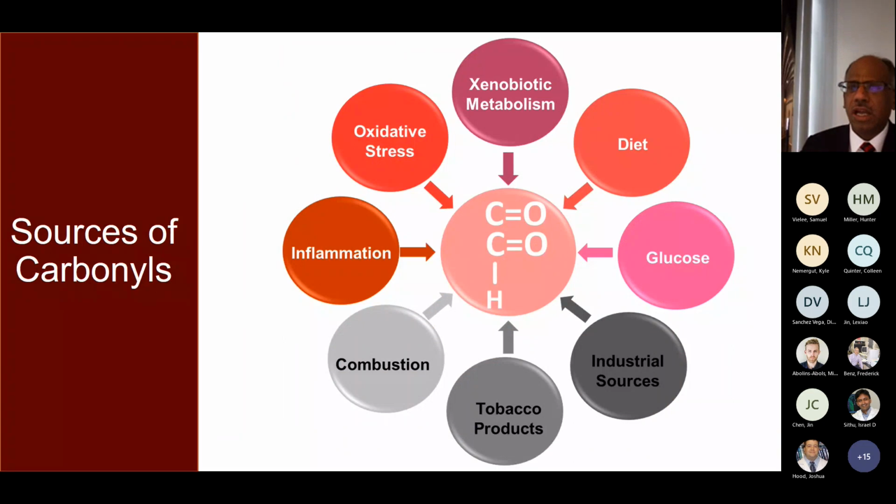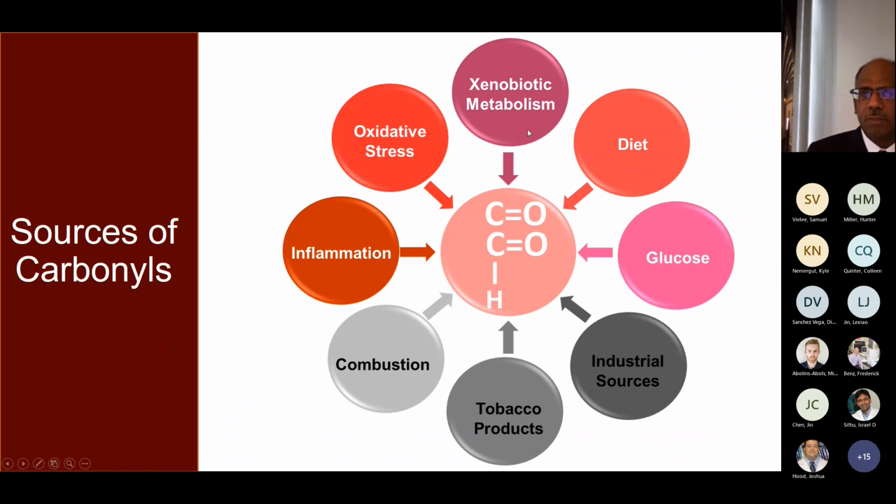And these carbonyls essentially are aldehydes or ketones. So you have carbon with a double bond with oxygen, or you have the aldehyde group. These carbonyls are generated by endogenous ways. Oxidative stress generates a lot of carbonyl compounds. Glucose by itself is an aldehyde. It is a carbonyl compound we get from dietary sources.